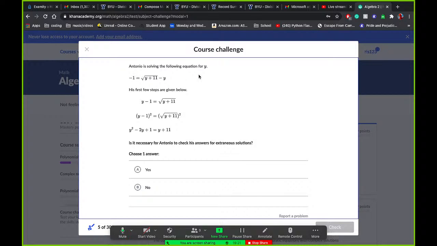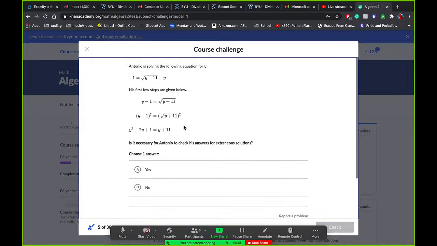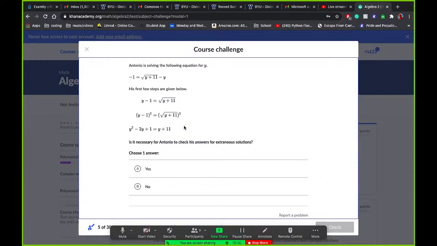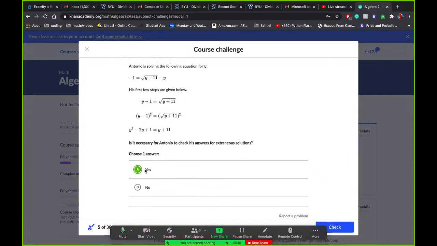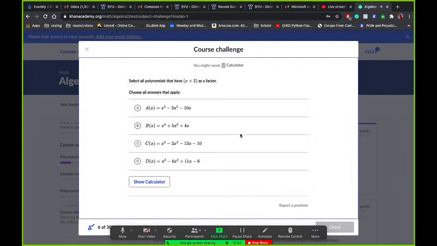So Antonio is solving the following equation for y. His first few steps. I don't think it's necessary, because square root can never be negative. Wait, no, it can be negative, so I think it's yes. Yes, it is yes, I'm pretty sure. So select all polynomials that have x plus 2 as a factor.